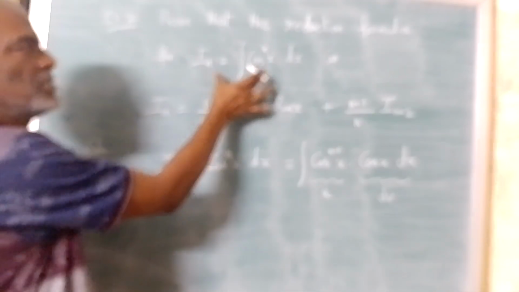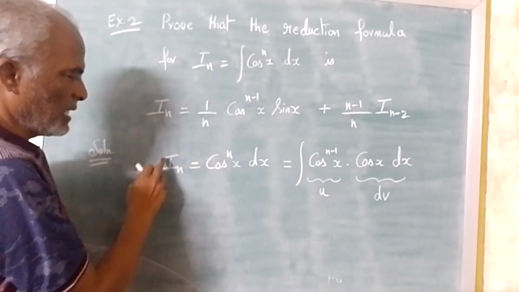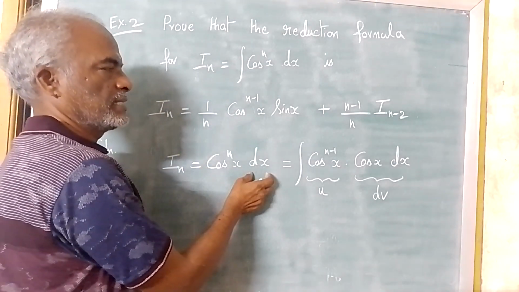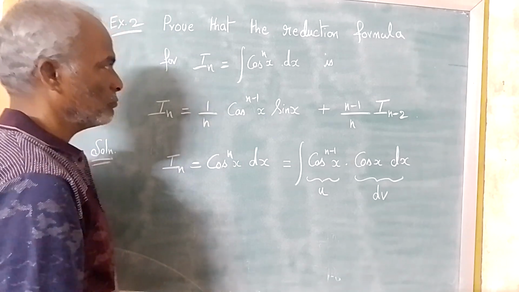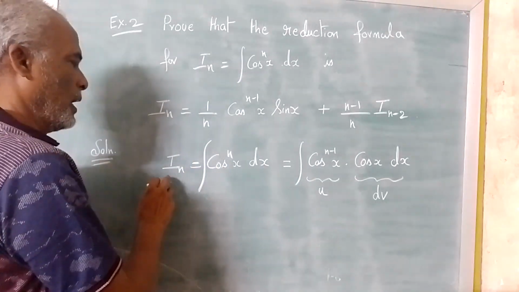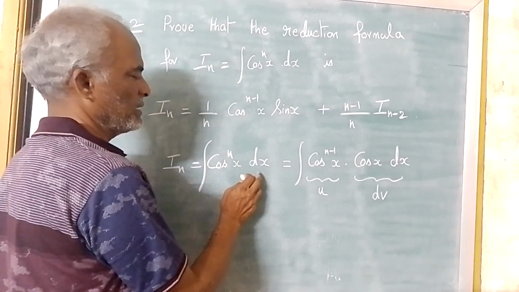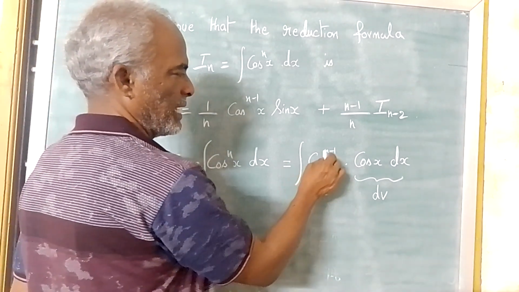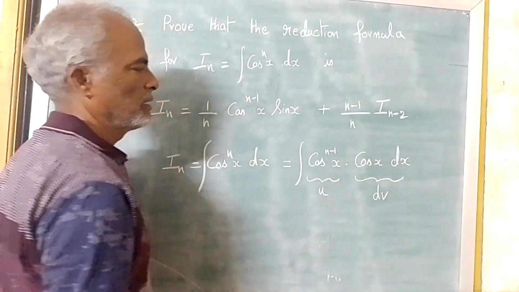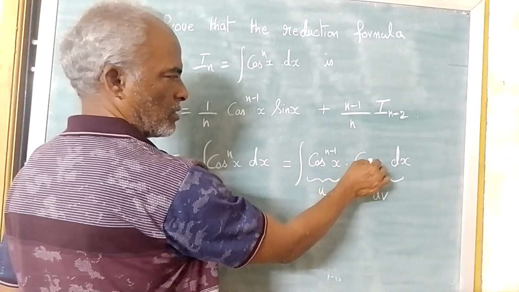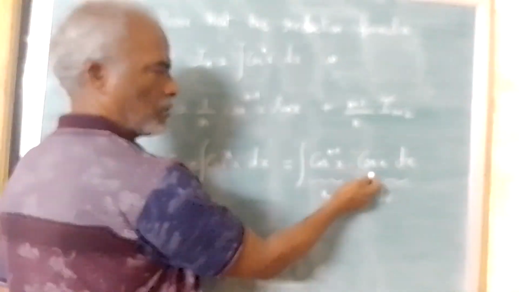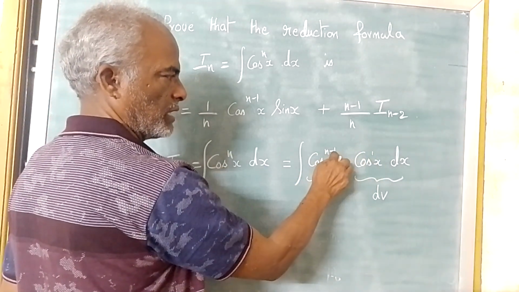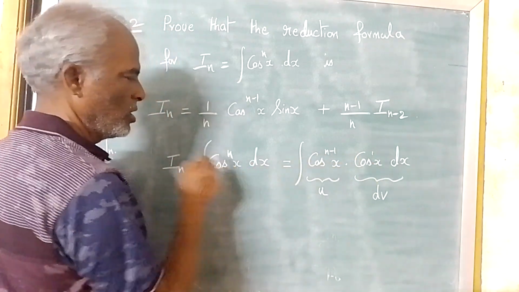So we have to find the reduction formula for this. That is, it is given as In is equal to integral cos^n x dx. This cos^n x can be written as cos^(n-1) x into cos x. Here cos x means power 1. Bases are equal, therefore powers can be added. So n minus 1 plus 1, this minus 1 and plus 1 get cancelled and you will be getting cos^n x.